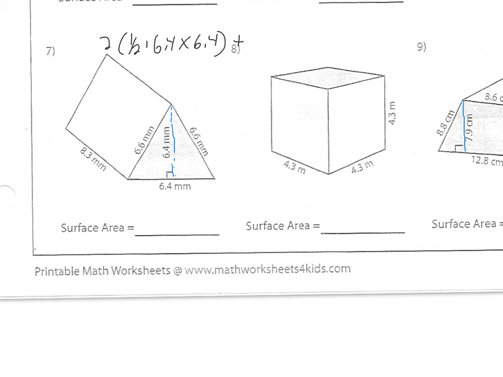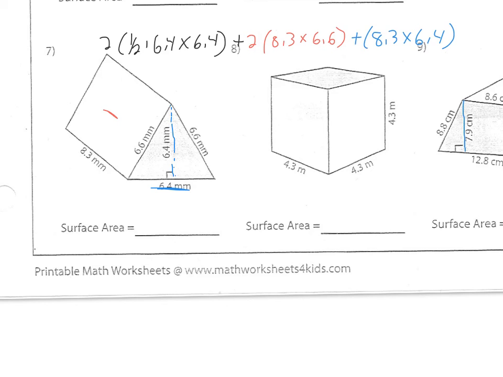Plus my rectangles here. So I've got length times width on those, and I have 2 of them, so I'm going to multiply by 2 times 8.3 times 6.6. And then finally that last rectangle down here at the bottom, plus parentheses 8.3 is my length times my width is 6.4. And again, that's calculator ready going all the way across there.